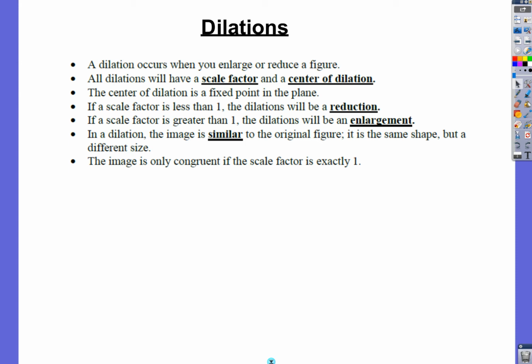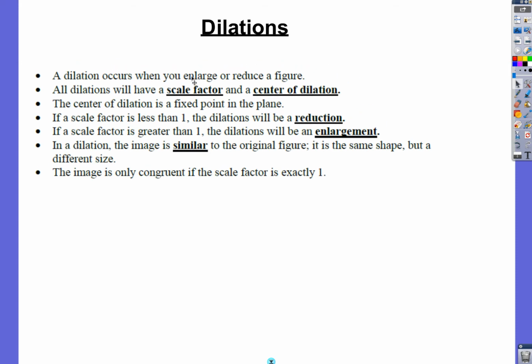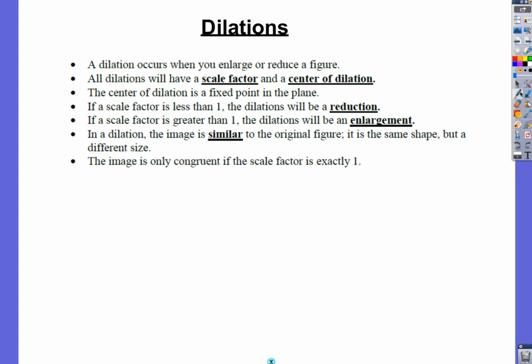And then, how does scale factor affect the type of dilation? If it's less than one, it would be a reduction; if it's bigger than one... Good enough. Yeah, that's fine. If the scale factor is between 0 and 1, we have a reduction. If we have a scale factor greater than 1, it's an enlargement.